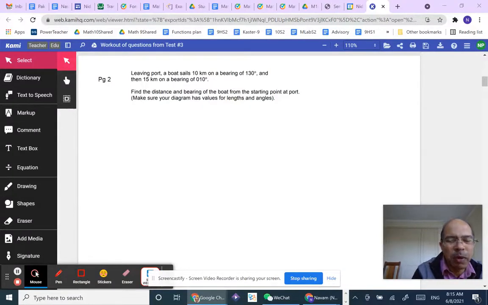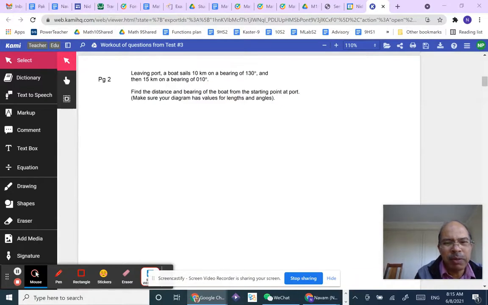Leaving port, a boat sails 10 kilometers on a bearing of 130 degrees and then 15 kilometers on a bearing of 10 degrees. Find the distance and bearing of the boat from the starting point at port. Make sure your diagram has values for lengths and angles.